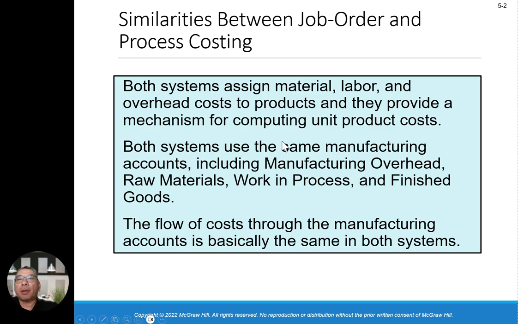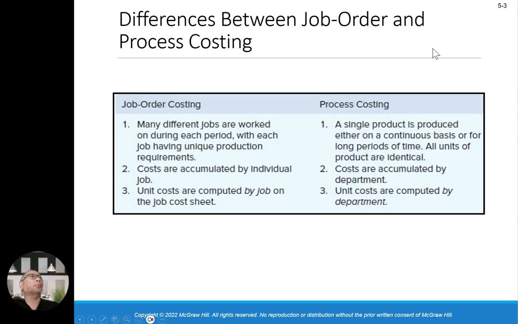In terms of similarity between job order and process costing, both systems assign material, labor, and overhead costs to the product, and they provide a mechanism for calculating unit product cost. Both systems use the same manufacturing accounts, including manufacturing overhead, raw materials, work in process, as well as finished goods. The flow of cost through the manufacturing system accounts is basically the same in both job order and process costing. Okay, let's look at the difference between the two.